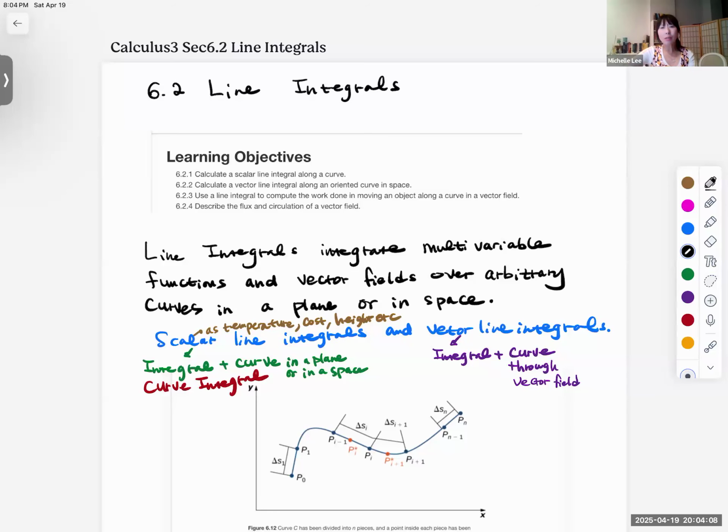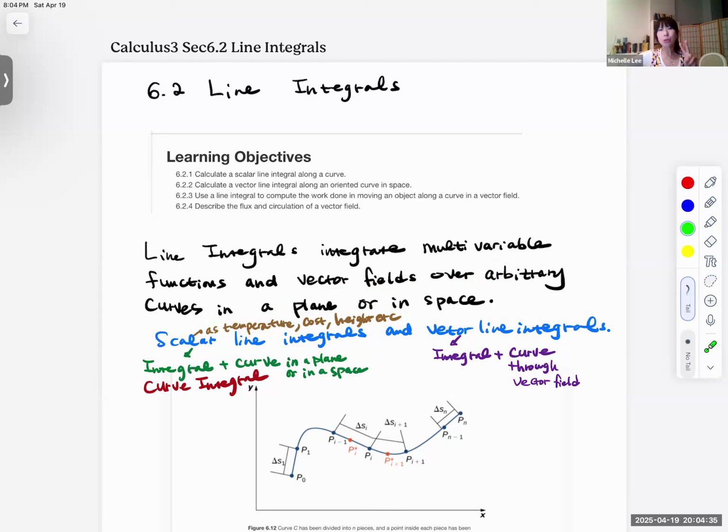Everyone, we're going to learn 6.2 line integrals. We have a learning objective here. So what are line integrals? Line integrals integrate multivariable functions and vector fields over arbitrary curves in a plane or in space.